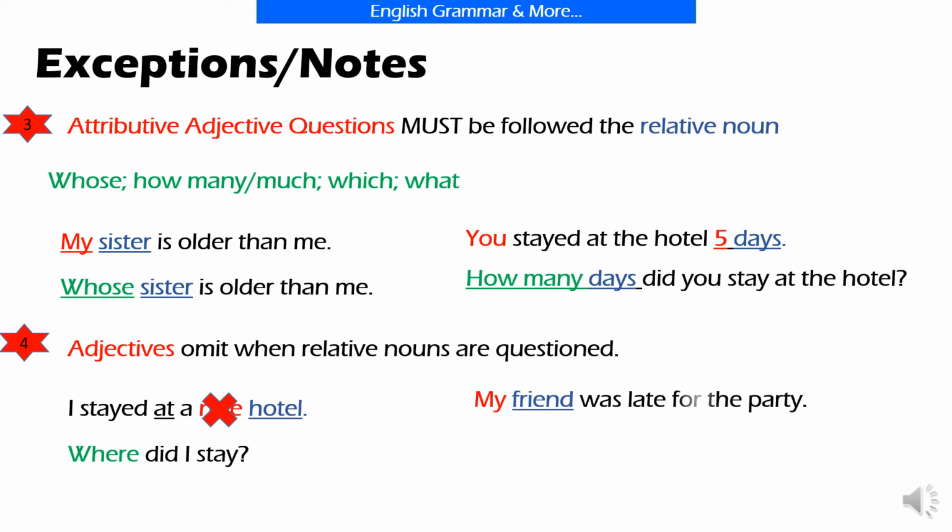Another example, my friend was late for the party. Here, my is an attributive adjective for the noun friend. Now, if we ask a question to the noun friend, the attributive adjective my will drop out of the sentence. Who was late for the party? And the reason is because it could not be in a sentence independent of the noun it's attributed to.